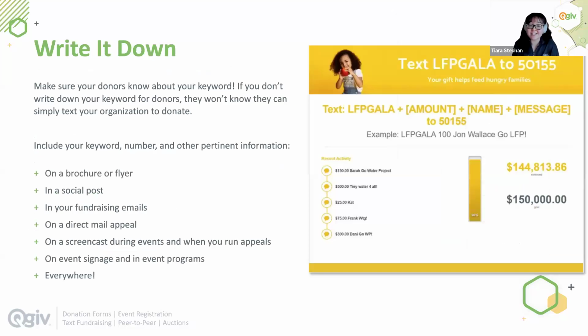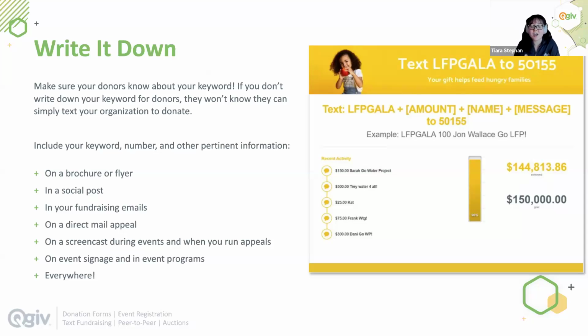The next best practice is to just write your keyword down. For your text fundraising efforts to be successful, you need to make sure that your donors know what your keyword is. If you don't write your keyword down for donors or keep it displayed or easily accessible somewhere, they won't know. They can simply text your organization to donate. So wherever you display your keyword, make sure to also include the short code your donors will need to text to and any other pertinent information, like can they text a donation amount with the keyword? That's important information to give them.